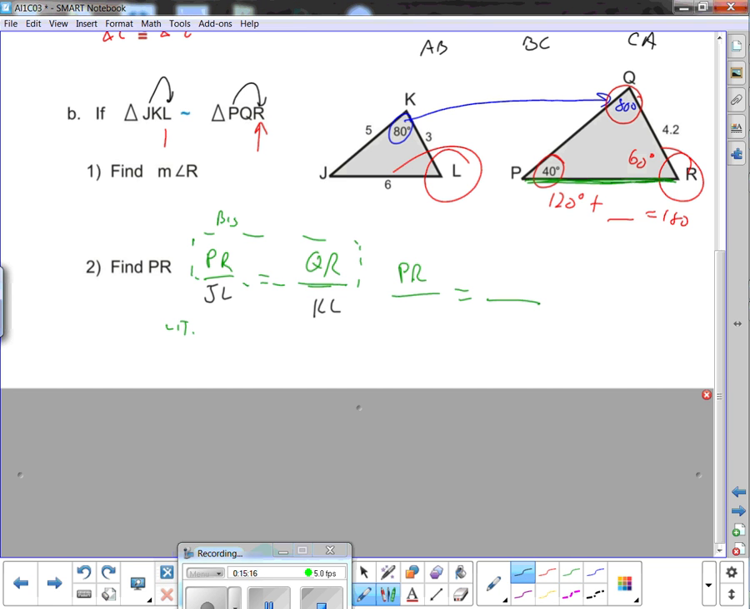So what is the distance of JL? That's a 6. What is Q to R? 4.2. And what is K to L? 3. So there's our proportion, right? And because we put it in the top left, all we got to do is multiply both sides by 6/1, right?